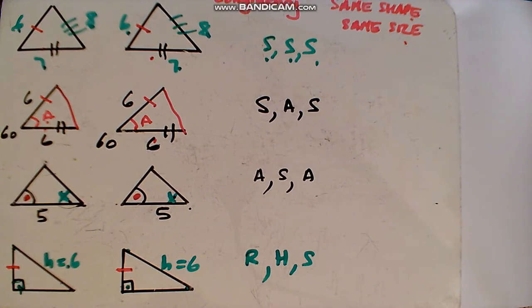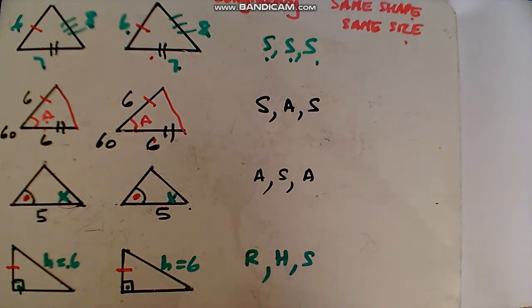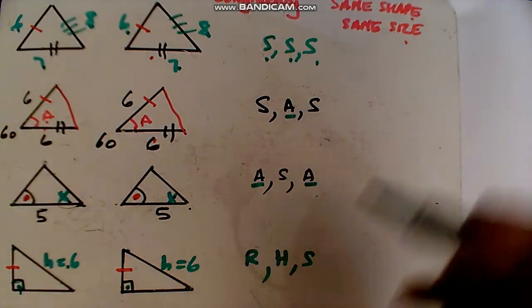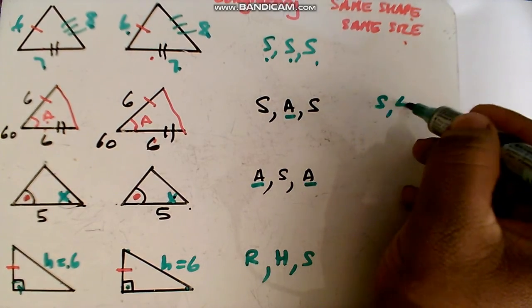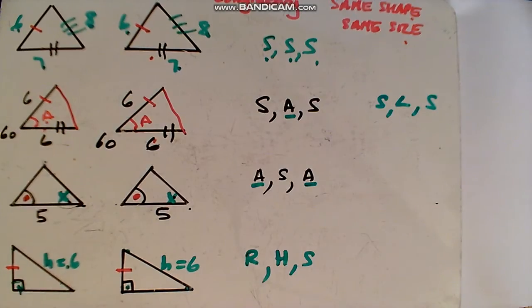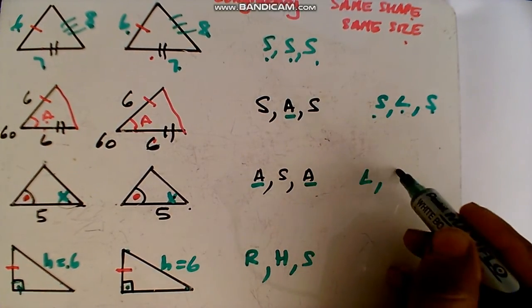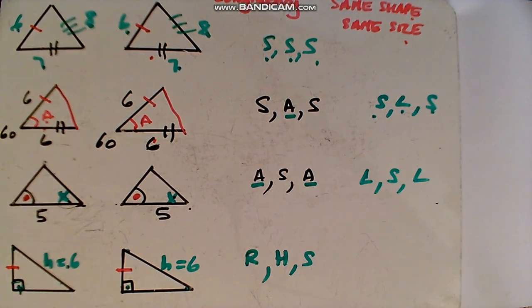And these are the congruency conditions. Now notice we don't use an A anymore. So we don't say A, we say side, and this is the angle side. Okay, so side, angle, side, and an angle.